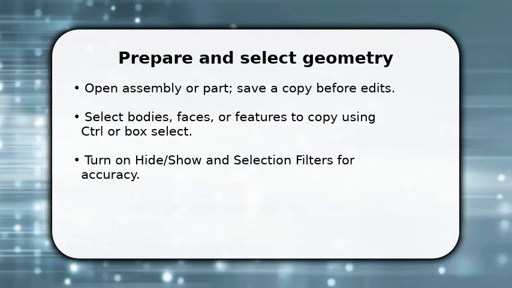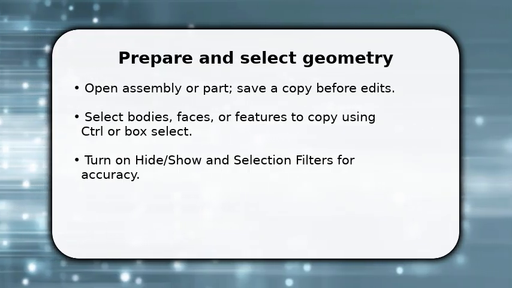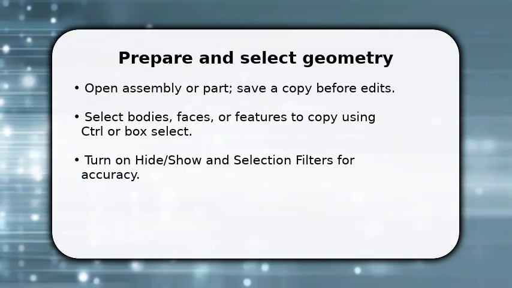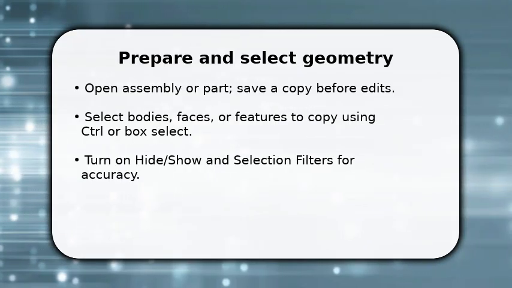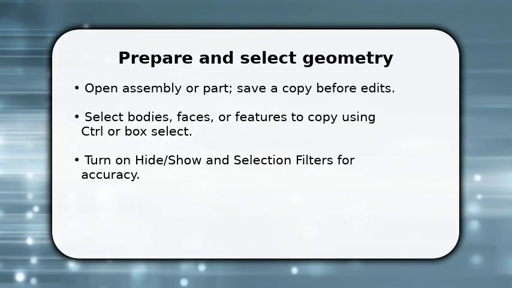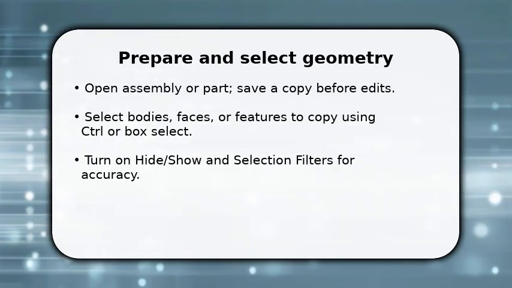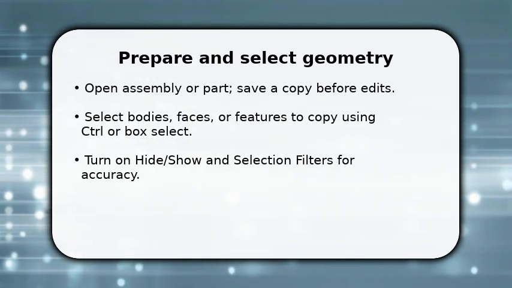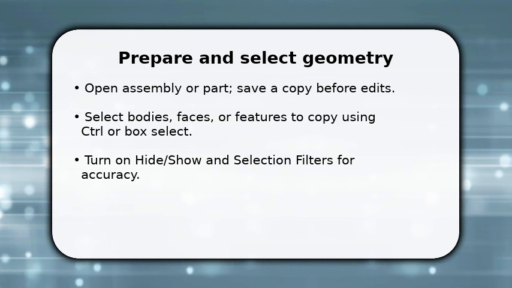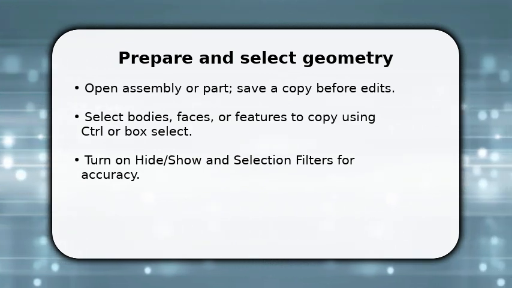You begin by preparing the file and choosing exactly what to copy. This prevents accidental edits to the master. Open the part or assembly and save a backup copy, then enable selection filters and hide/show to simplify picking. Use Control-click or a box select to pick bodies, faces, or feature trees you intend to duplicate. Once done, verify the feature names and tree order so you know whether to copy a solid body, a feature, or a whole part instance before proceeding to export or copy commands.